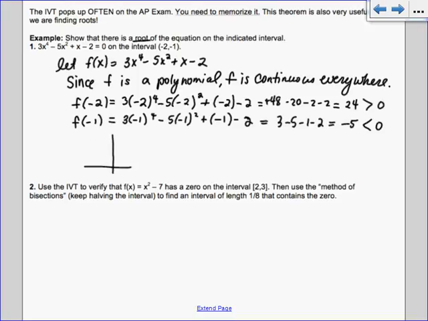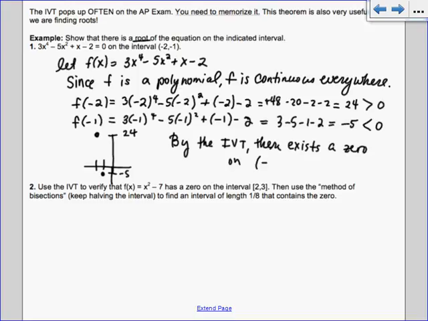So if you plug in negative 2, you got 24. But if you plugged in negative 1, you got negative 5. Okay, so since it's a continuous function, you have to connect those. So you have to cross the x-axis between negative 2 and negative 1. So we're going to say by the IVT, there exists a 0 on negative 2 to negative 1, period.